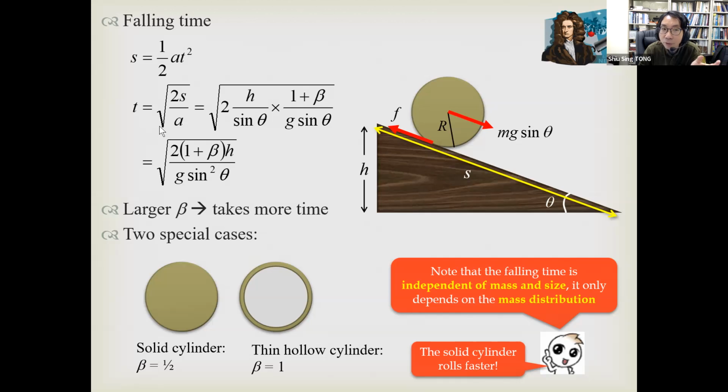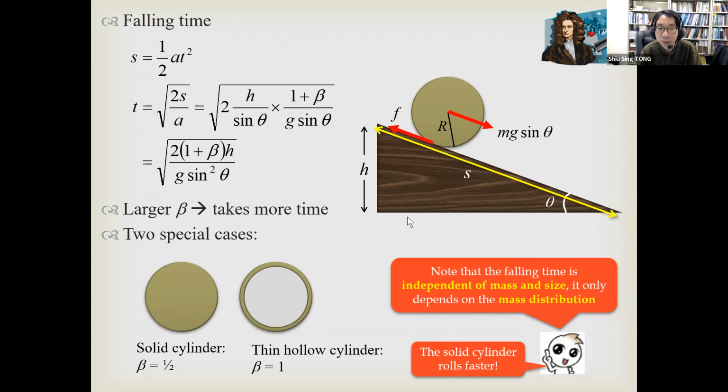But this is a time for the cylinder to roll a certain distance. So a larger time for rolling means the cylinder rolls slower. Okay, so that means the solid cylinder will roll faster than the hollow cylinder. Now you can think of it like this. This hollow cylinder has a larger moment of inertia, so it becomes more difficult to rotate in a certain sense. So that means it rotates slower than the solid one.